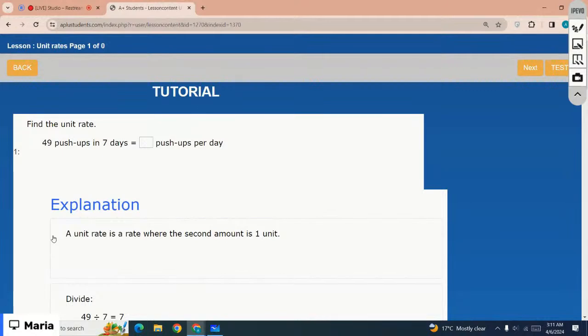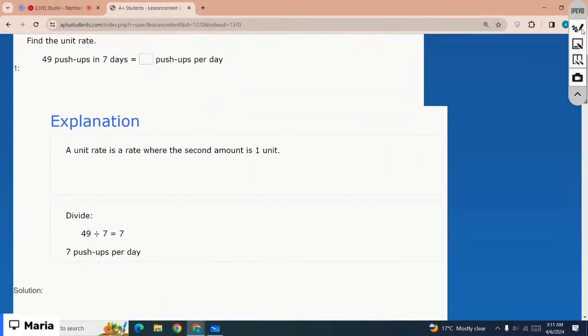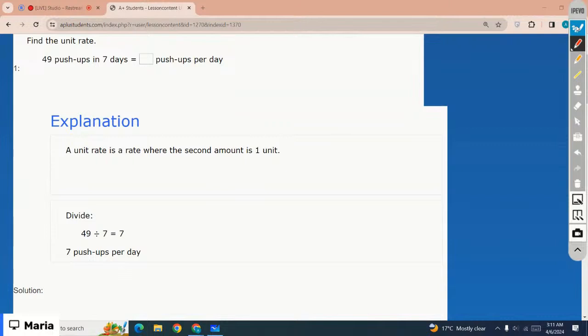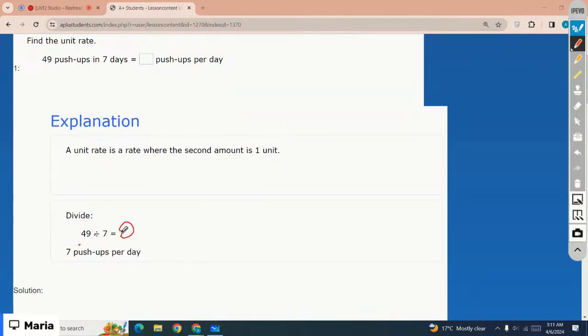So 49 push-ups in 7 days. How do you calculate? A unit rate is a rate where the second amount is 1 unit. So you have 49 push-ups in 7 days, so you have to divide 49 by 7. 49 divided by 7 is 7. That means you have 7 push-ups per day.